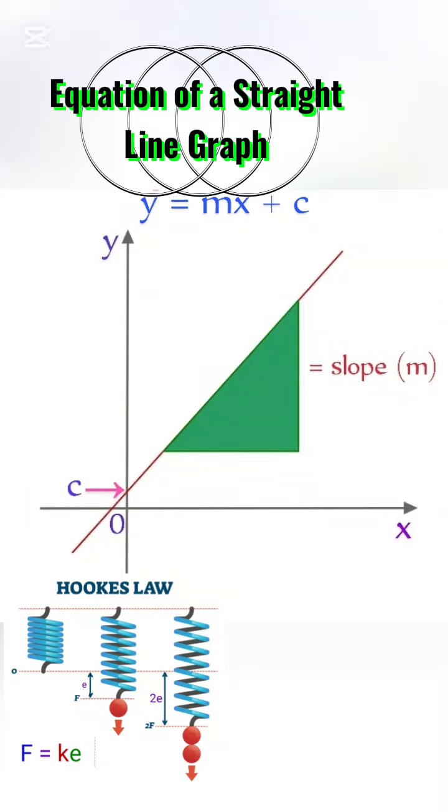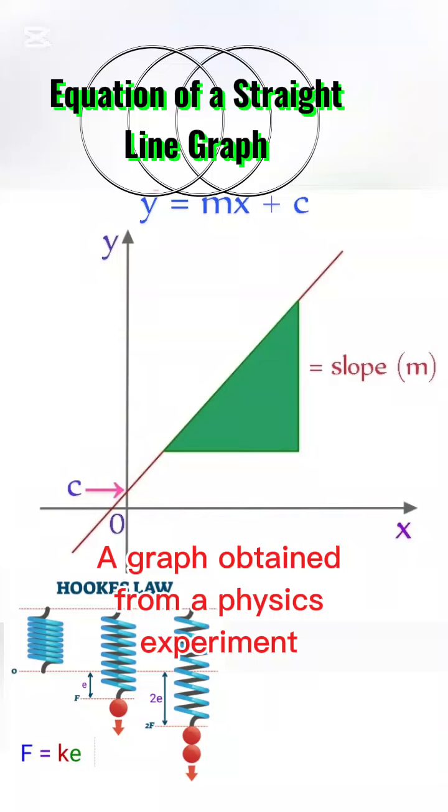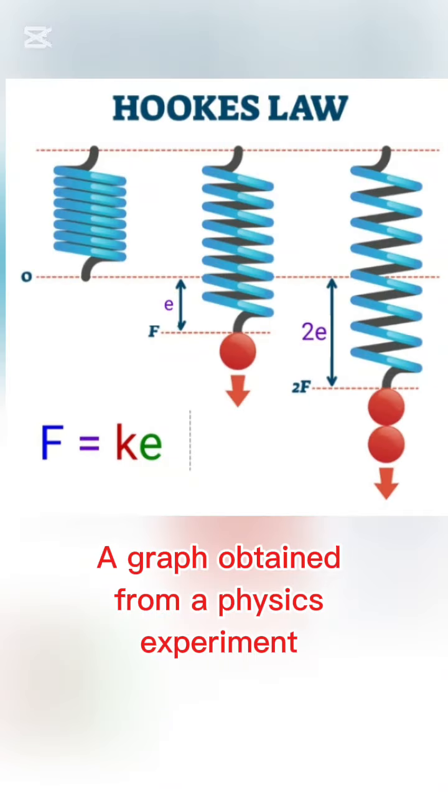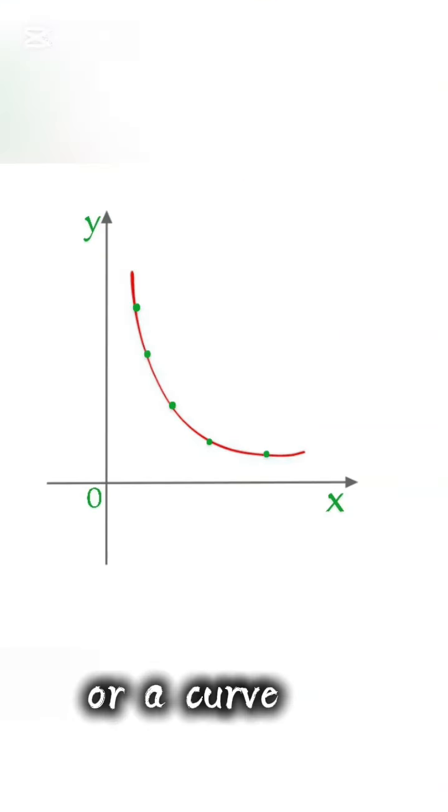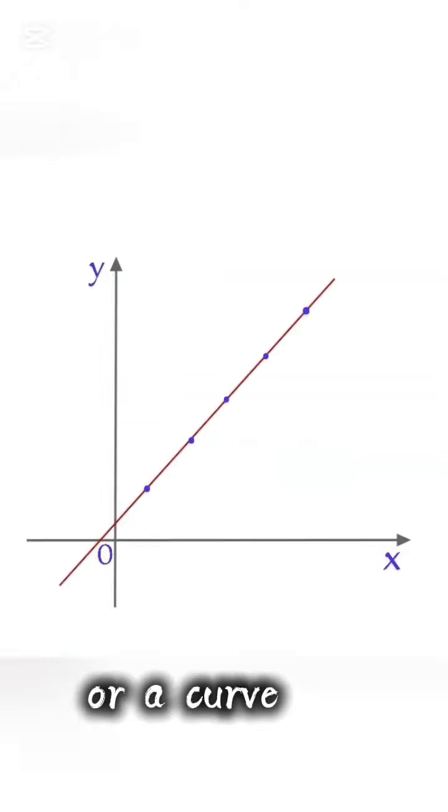Our topic today is equation of a straight line graph. A graph obtained from a physics experiment can either be a straight line or a curve. In today's lesson, we will focus on straight line graphs.